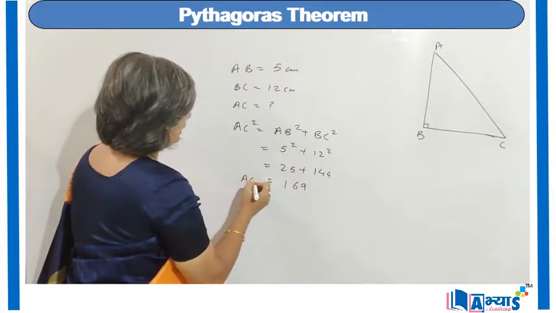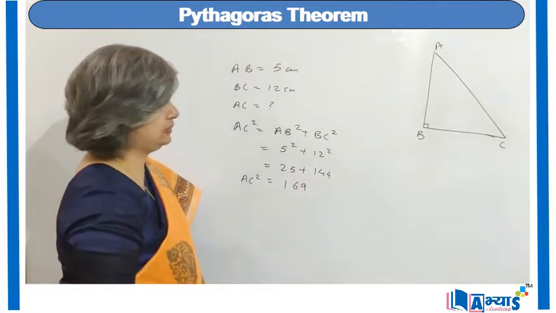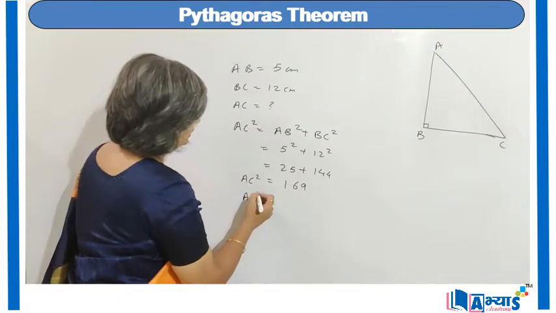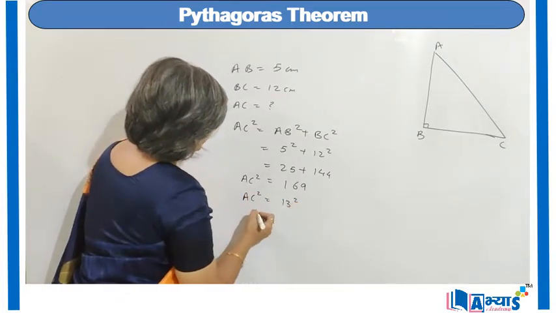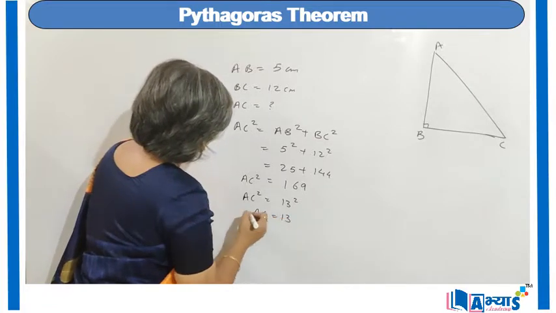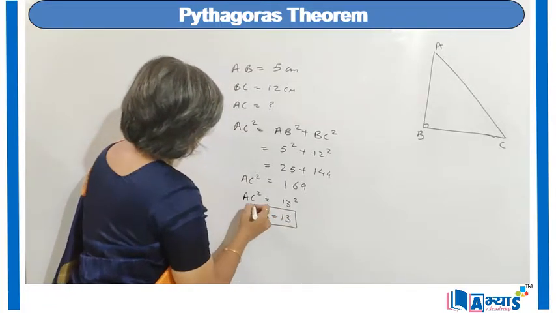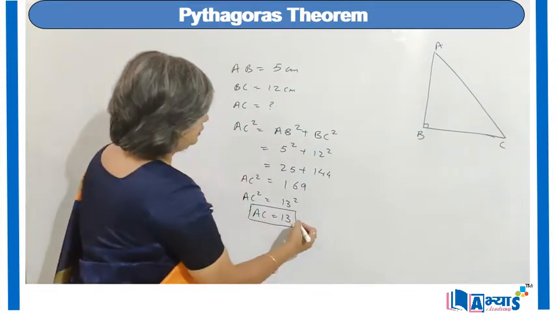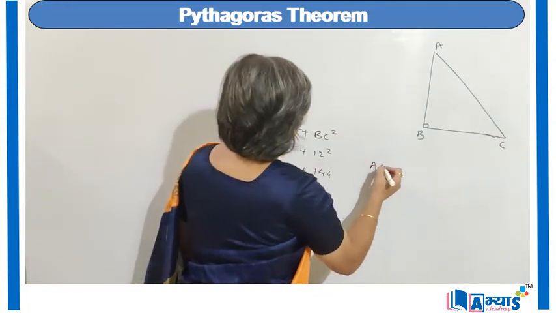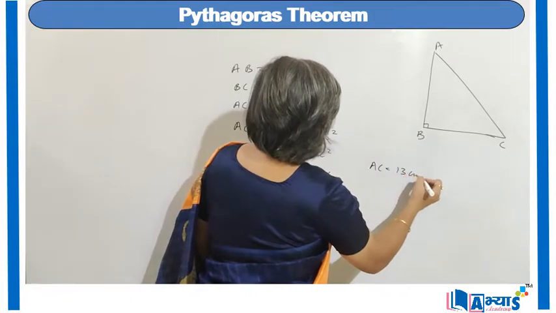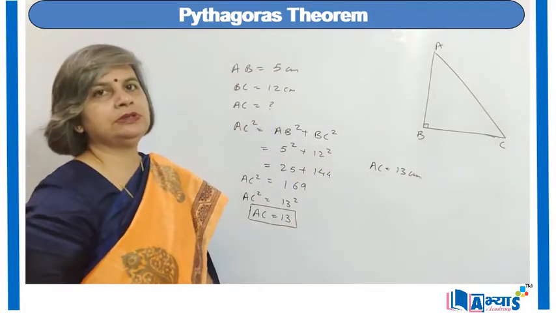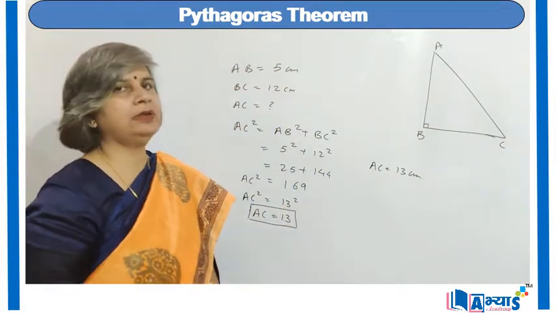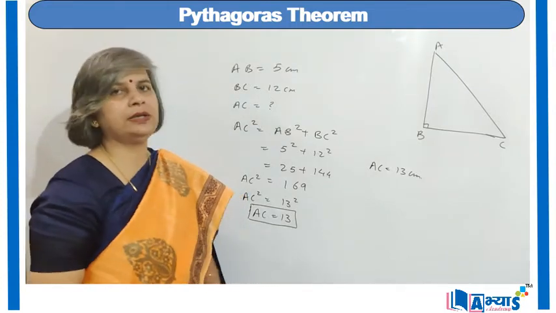So we can say that AC square is equal to 169, or AC square is equal to 13 square. So AC will be equal to 13, because we know that 169 is the square of 13. So we can say the third side AC is equal to 13 centimeter. So this is how we can use the concept of Pythagoras theorem to find the hypotenuse when the two sides of the triangle are given.